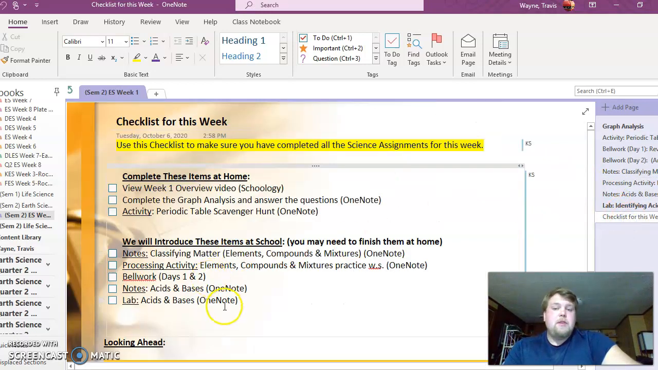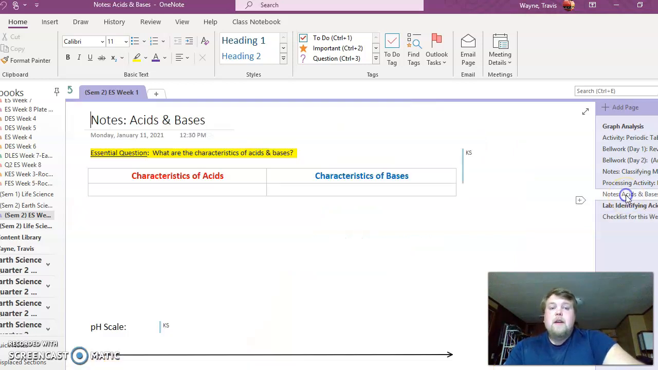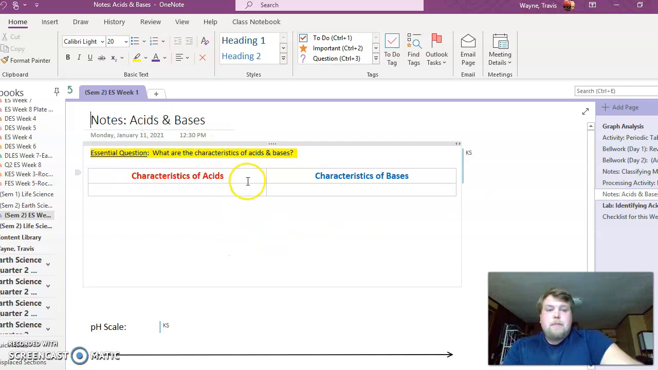The second thing we're going to be doing in class is going through notes on acids and bases. Just like when we talked about classifying matter, we have our notes on acids and bases.